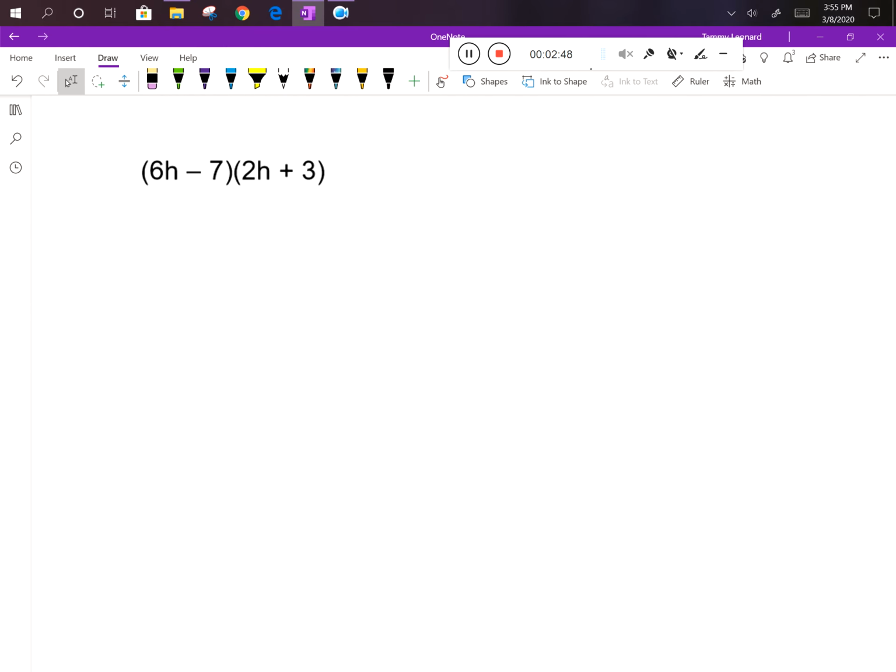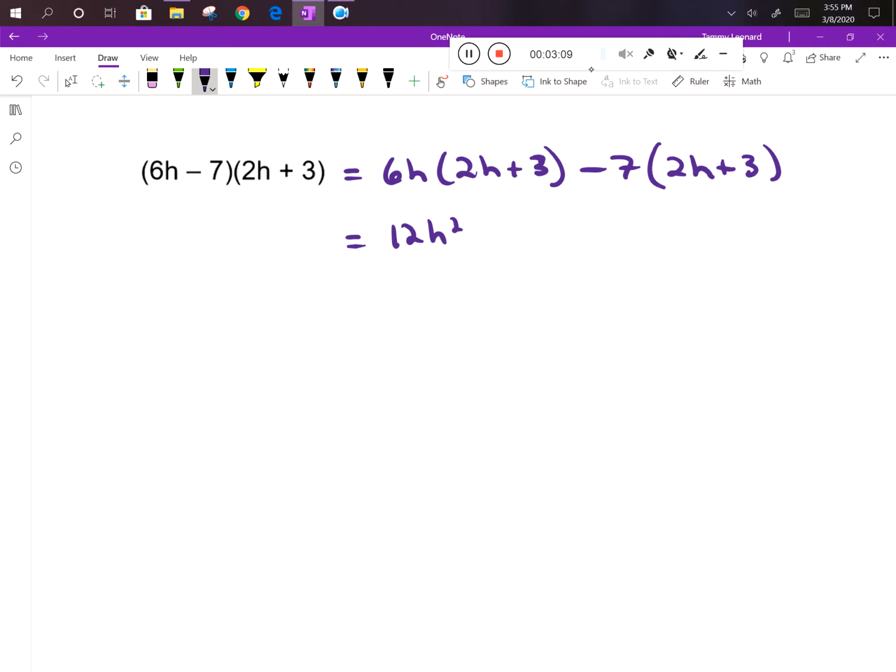Now we see one of our double distribution problems. So we're going to write out what needs to happen. First, the 6h is going to need to distribute through the 2h plus 3. Then the negative 7 is going to need to distribute through the 2h plus 3. So 6h times 2h is 12h squared. 6h times 3 is positive 18h. Negative 7 times 2h is negative 14h, and negative 7 times positive 3 is negative 21.